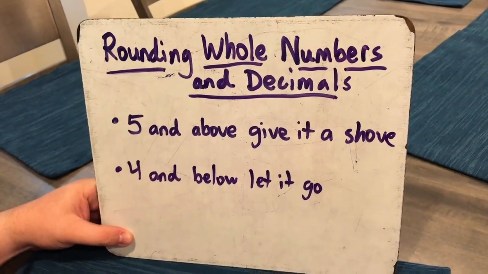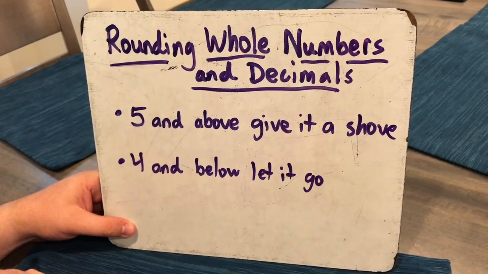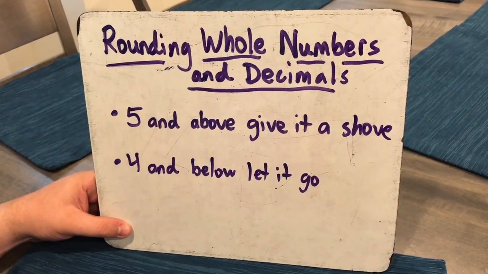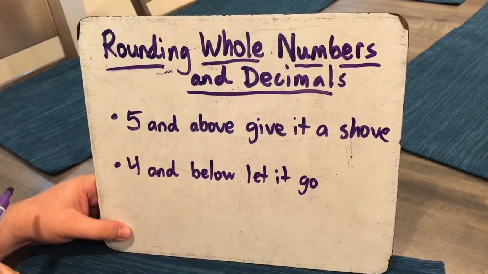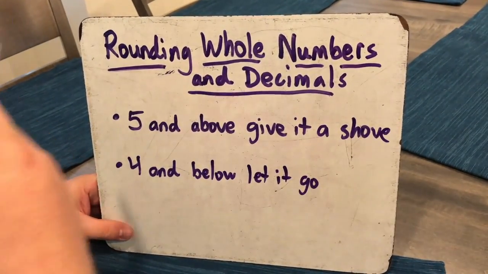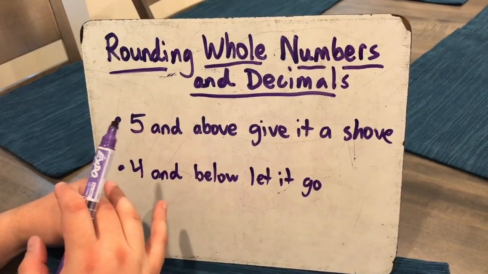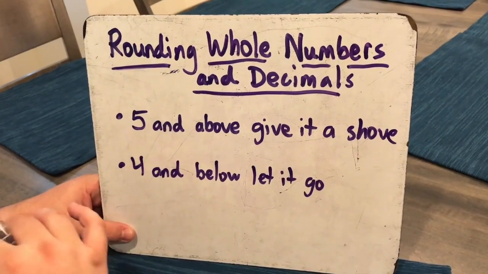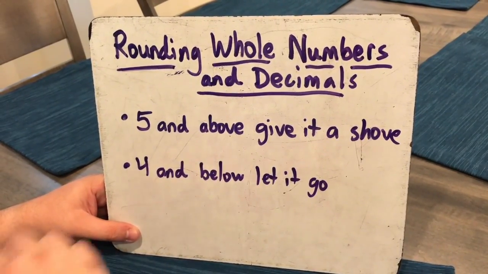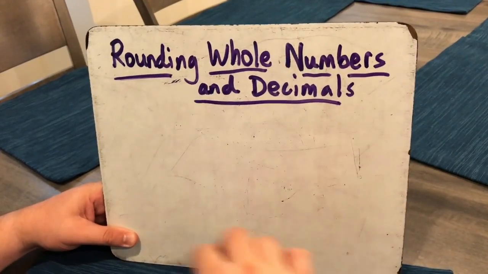All right, right now we're going to talk about rounding with whole numbers and decimals. And one of the things to help you remember is a little jingle: if it's 5 and above, you're going to give it a shove, meaning you're going to round it up to the next number. If it's 4 and below, you're going to let it go, meaning that number is going to stay the same. It doesn't drop down, it stays the same. Okay, so let's use our board and look at an example of how that works, okay?